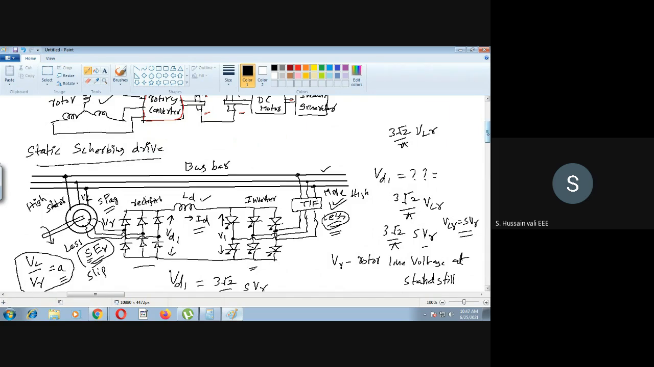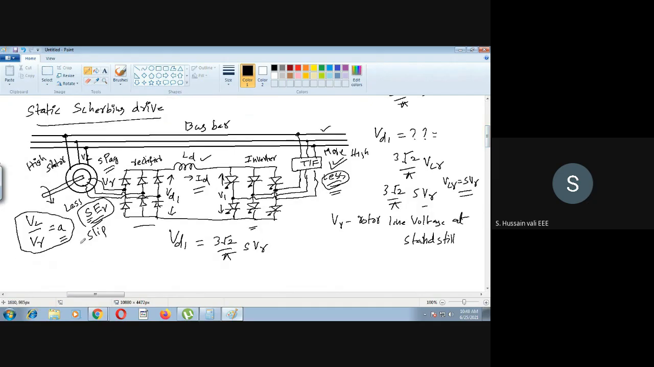So now we will do one thing. From this equation, what is VR? It becomes VL by A. So I will substitute this here directly. So yes, VL by A, times 3 root 2 by pi. What is A? A is the turns ratio between stator to rotor, that is VL by VR.